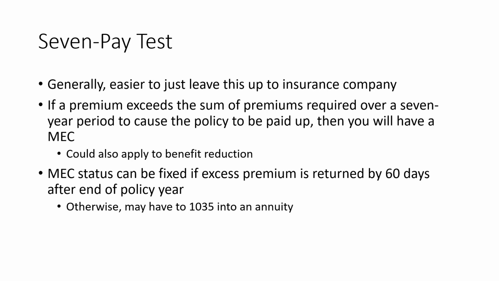Now, the 7-pay test is one where it's easier to just rely on the insurance company or actuaries to figure out when and if this has been violated. You can't really do it justice in this discussion, but a good way to think of it is if you have any sort of advanced premium payments that by themselves exceed the sum of premiums that would be required over a 7-year period to cause the policy to be paid up, then you'll have a modified endowment contract.